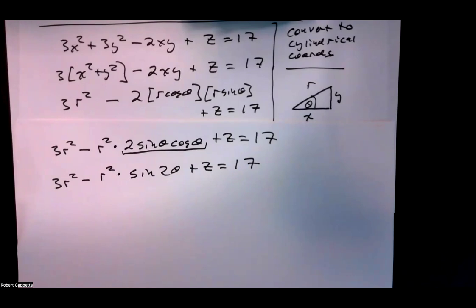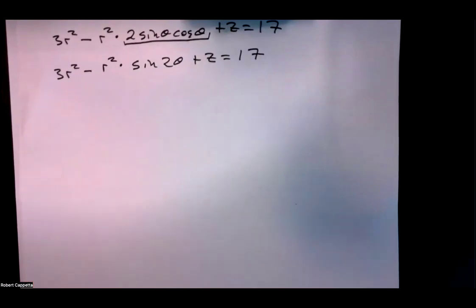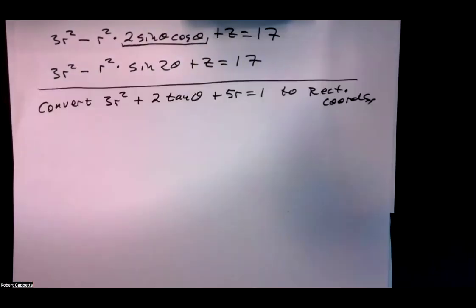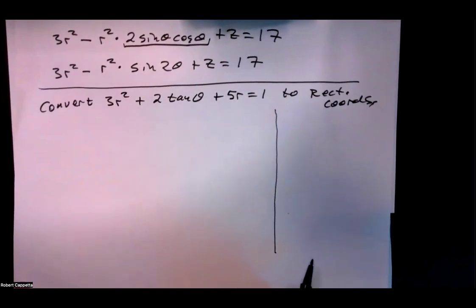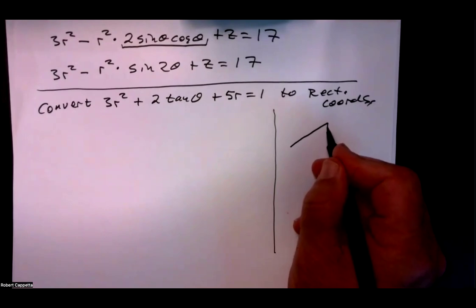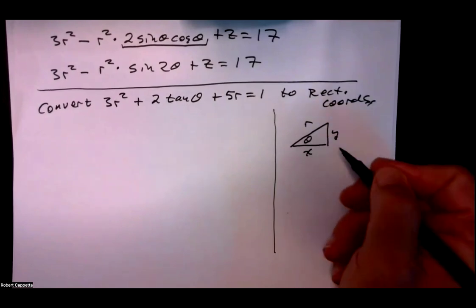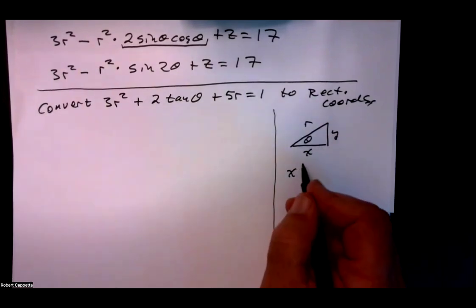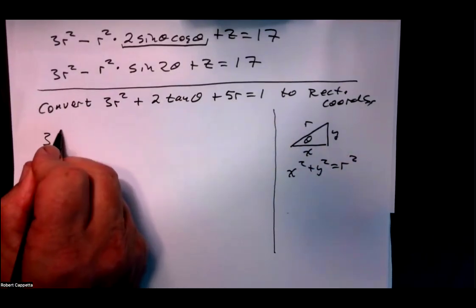But let's see if we can go the other direction. If I give it to you in cylindrical coordinates, can we convert it back to rectangular coordinates? So that question will be as follows. We want to convert 3r squared plus 2 tan theta plus 5r plus 1 to rectangular coordinates. So if we're going to do this, we need to, again, keep in mind our geometry. So we start with our triangle again. Here's x, here's y, here's r, and there's theta. Then we know x squared plus y squared is r squared. So we'll replace this r squared with x squared plus y squared.